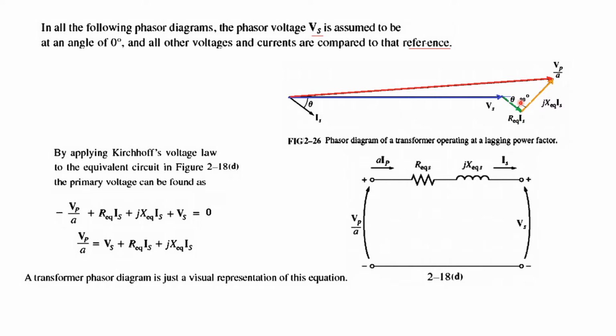So at 90 degrees we draw another phasor line, and now the sum of all three, that means this plus this plus this, if you add vectorially, then this is the final voltage, which is Vp over A. So this is how we draw the phasor diagram. And this from here also is showing that the current is lagging the voltage by an angle theta. So same here.